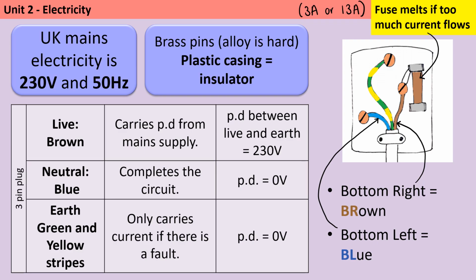The earth wire has green and yellow stripes, and it's a safety wire to stop the appliance from becoming live if there's an electrical fault where the live wire touches the metal casing of an appliance.